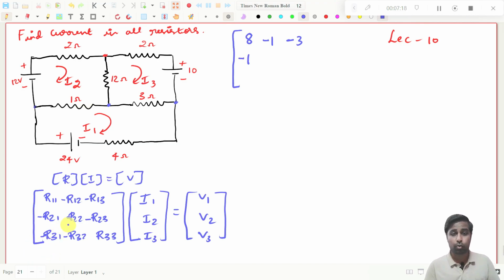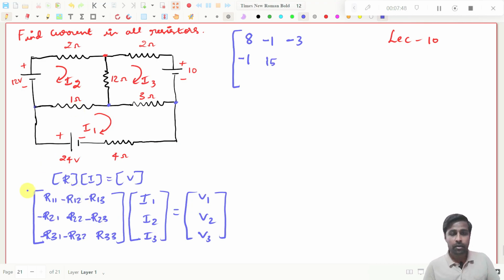Then R22, this is important. You see, this is the second loop. How many resistors are available in the second loop? 2 ohms, 12 ohms and 1 ohm. So 12 plus 2, 14. 14 plus 1, 15, right? So this will be 15 ohms.